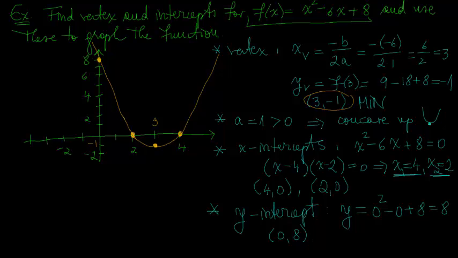So we have the x-intercepts, the vertex, which is a point of minimum, and the y-intercept. And using these points, we get a pretty good estimate of our graph. Namely, we have a concave up parabola.